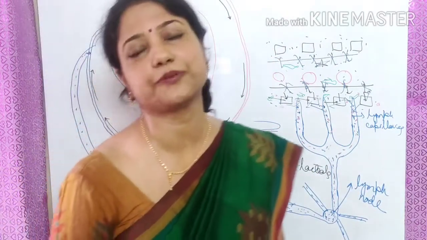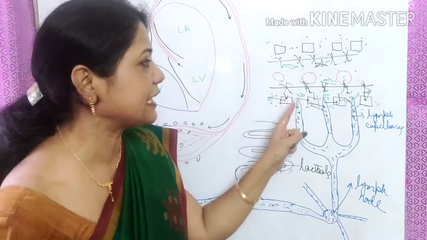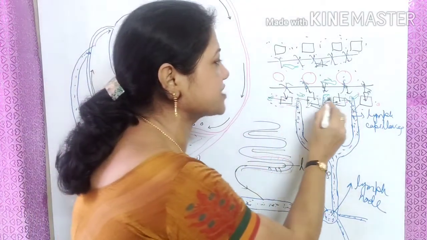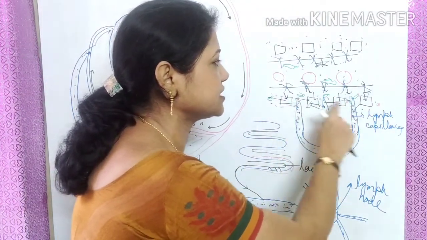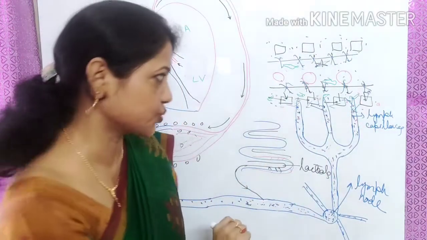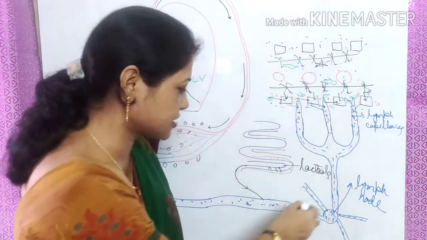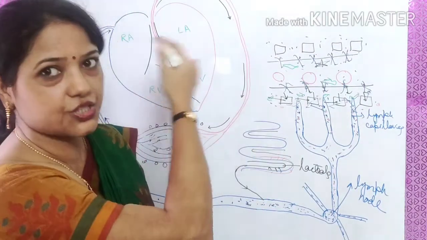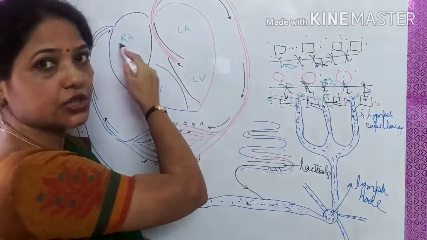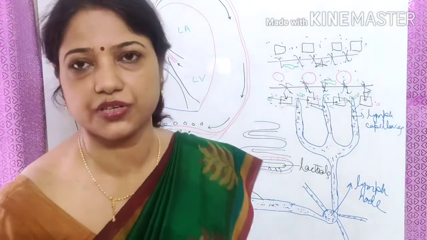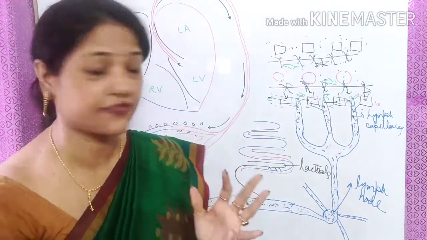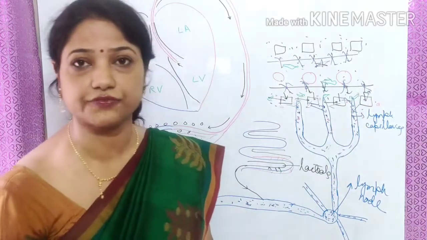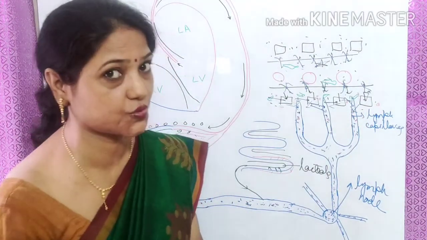The first function performed by this lymphatic system is that it removes the extracellular fluid present in between the tissues, takes it away, and helps to rejoin that extracellular fluid to the main bloodstream of the body. This is the first function. It removes the extracellular fluid present in between the tissues.